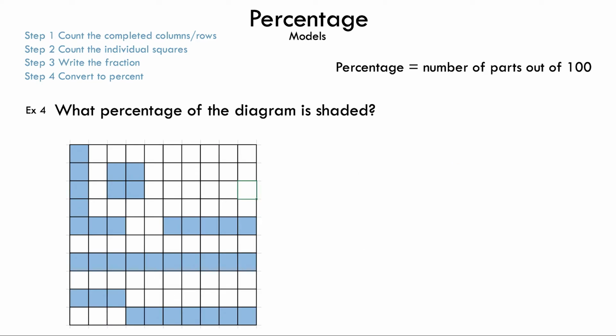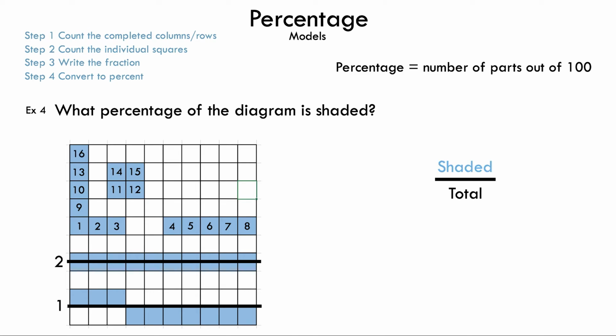So now we can go ahead with example 4. We're going to start from the bottom. Even though it's not really completed, if we move the 3 from the second to the bottom row to the bottom, we do get a completed row. So now that's 1, and we get the other one, which is 2. Now we're going to count the individual squares that are left. 1, 2, 3, 4, 5, 6, 7, 8, 9, 10, 11, 12, 13, 14, 15, and 16.